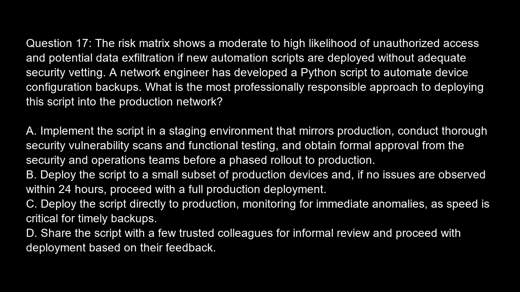Option A. Implement the script in a staging environment that mirrors production, conduct thorough security vulnerability scans and functional testing, and obtain formal approval from the security and operations teams before a phased rollout to production. Option B. Deploy the script to a small subset of production devices, and if no issues are observed within 24 hours, proceed with a full production deployment. Option C. Deploy the script directly to production, monitoring for immediate anomalies, as speed is critical for timely backups. Option D. Share the script with a few trusted colleagues for informal review, and proceed with deployment based on their feedback.